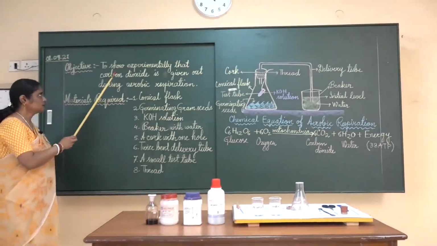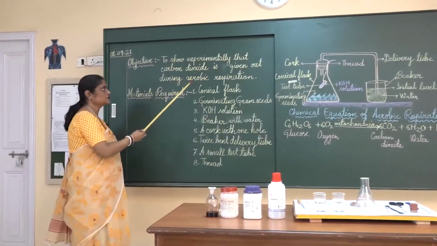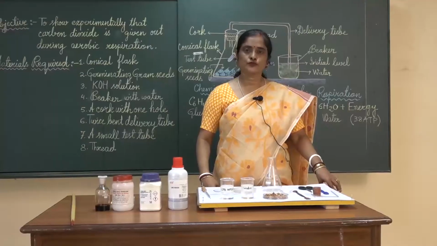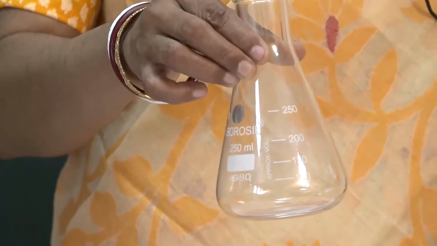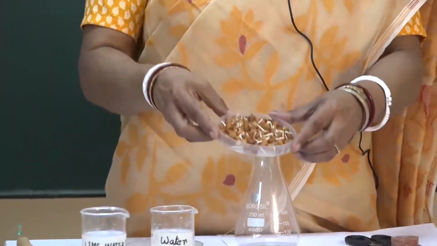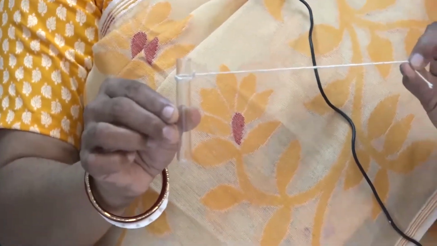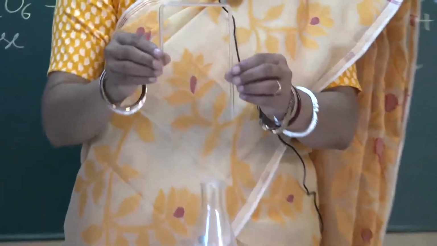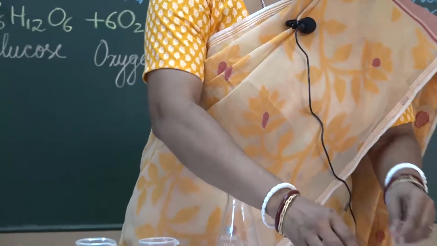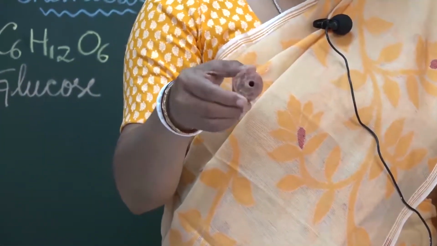Our objective is to show experimentally that carbon dioxide is given out during respiration. To proceed with the experiment, the materials required are a conical flask, germinating gram seeds, a small test tube with a thread tied on it, KOH pellets and lime water, a twice bent delivery tube and a cork with a single bore.